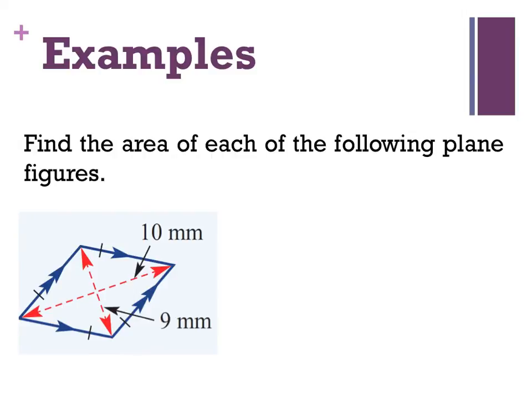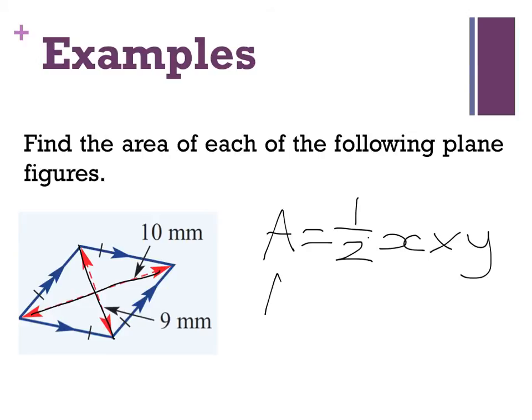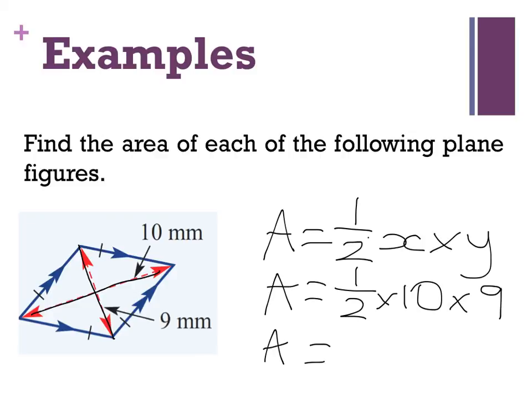My formula is half xy. x and y are the distance between the two corners there. So area equals half times x times y. Really, you could just write it, but it doesn't matter which way you write it. Area equals half of, now it doesn't matter which one's x, we'll go half of 10 times 9. They're both in millimetres, so I don't have to convert the units. Area equals 45 millimetres squared, or square millimetres.